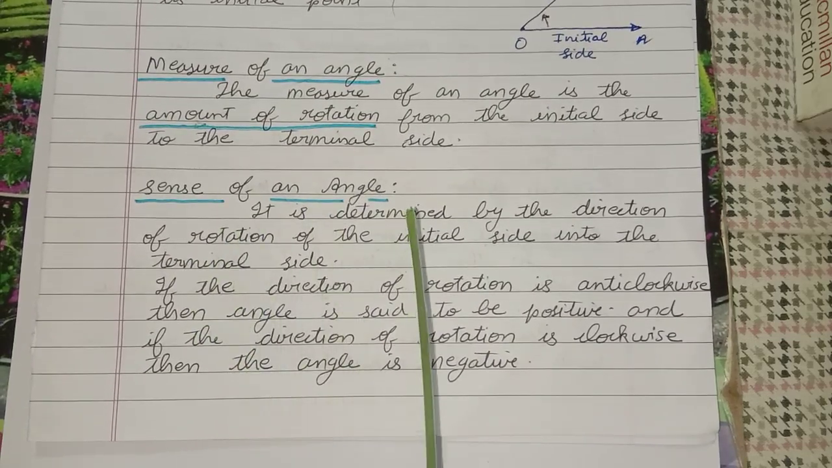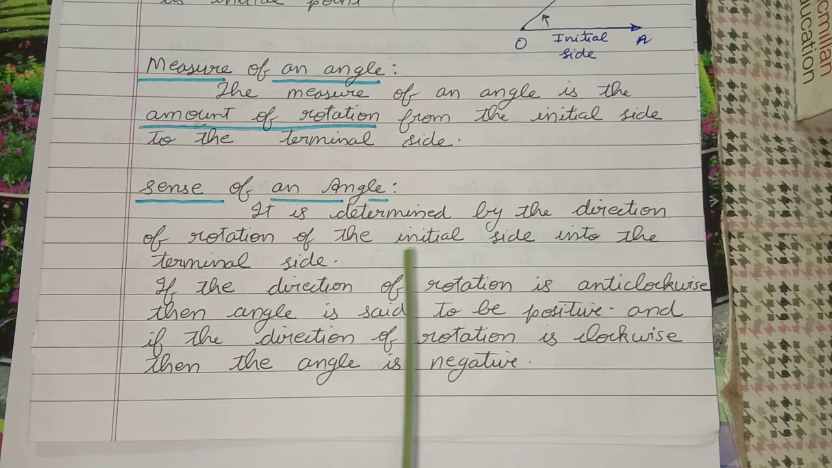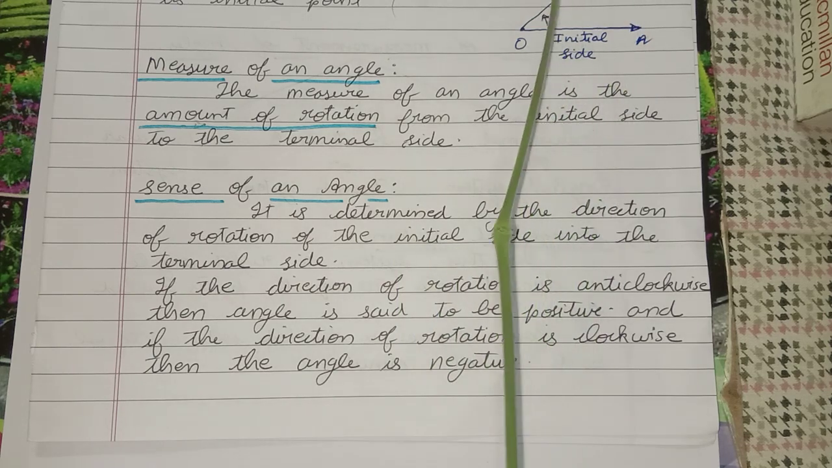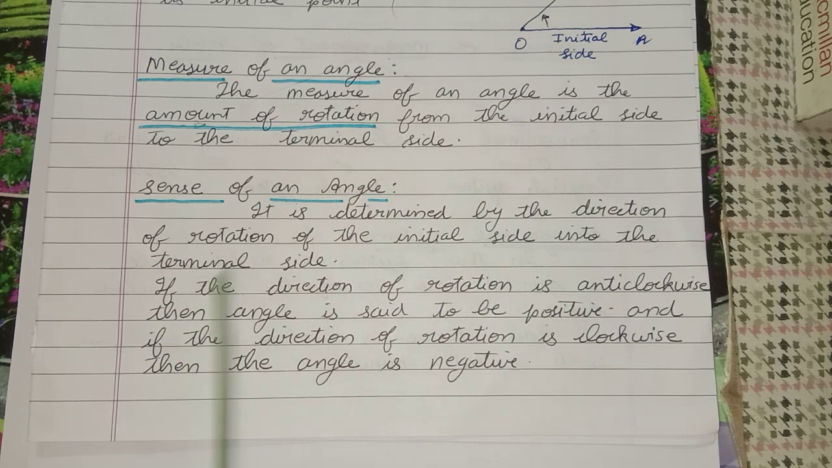Next is sense of an angle. It is determined by the direction of rotation of the initial side to the terminal side. See, sense of an angle. Again, read the definition twice, thrice. Sense of an angle is determined by the way this side is rotating about this point. See, now I'll continue further.